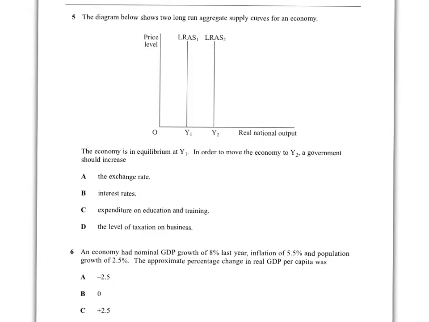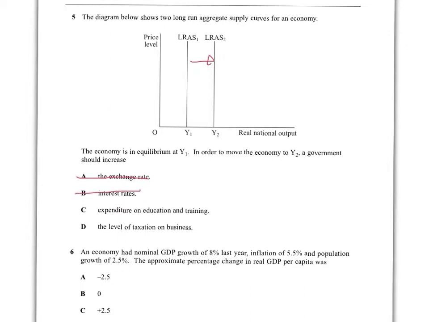You've already seen this question pretty much in a previous paper. So the long run aggregate supply curve is going to the right. What should they do to make this happen? To make the long run aggregate supply curve go from 1 to 2, how could they do it? Would the exchange rate make any difference? No, that's going to affect things to do with AD, so that's wrong. Interest rates again would affect AD.